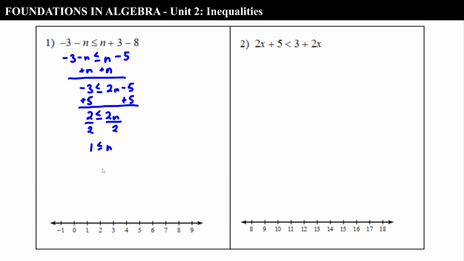So in this case, we have one solution, which is 1 is less than or equal to n, and we know what to do with that. We have a closed dot at 1. Well, actually, our n's not on the right side, is it? We've got to flip it first, but we can still put our closed dot at 1, and it is going to go to the right.